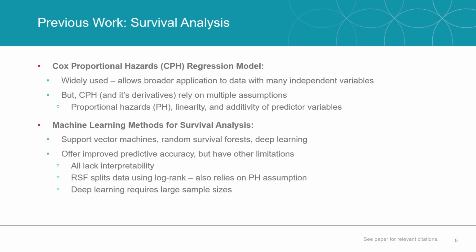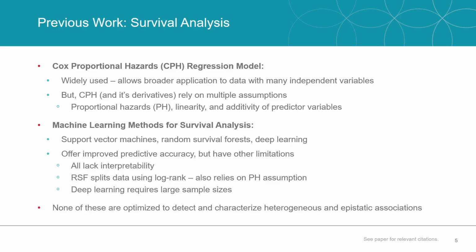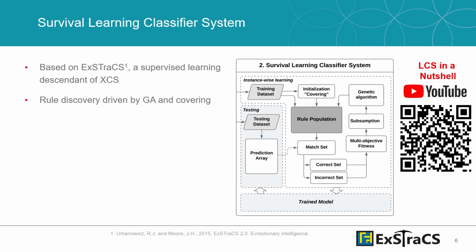For example, all of these methods lack interpretability. Also, the random survival forest splits data using the log-rank score, which also relies on the proportional hazards assumption, and deep learning requires large sample sizes to train, which are often not available in biomedical datasets. And to date, none of these have been optimized to detect and characterize heterogeneous and epistatic associations in data. So now let's talk about our survival learning classifier system.